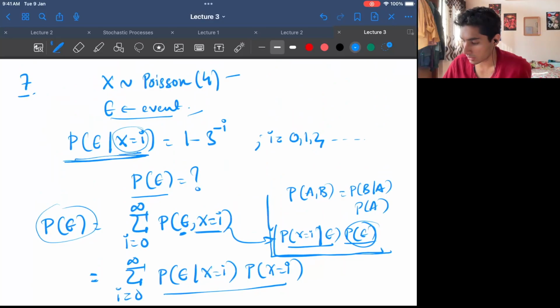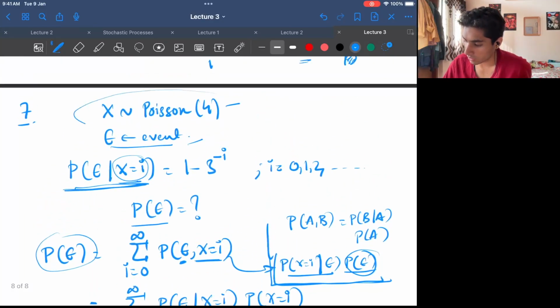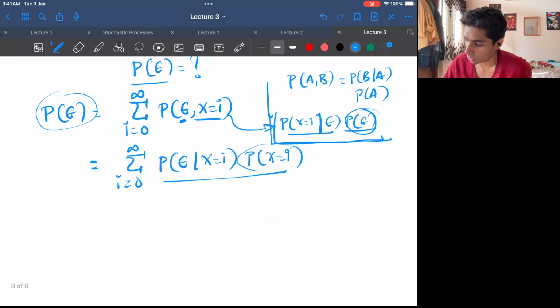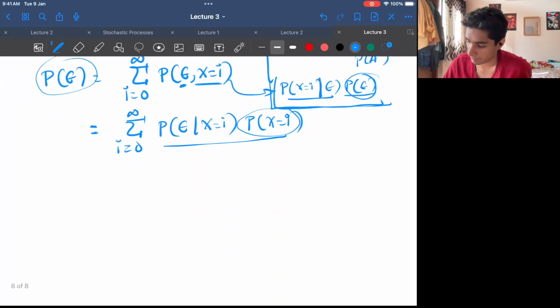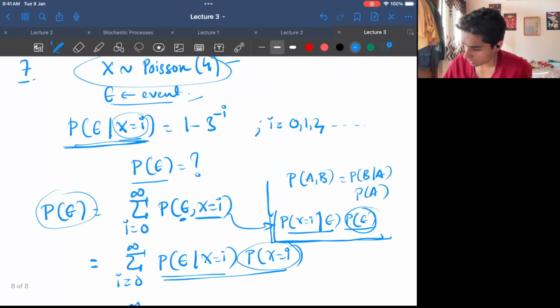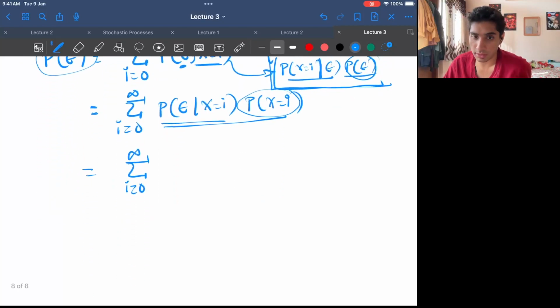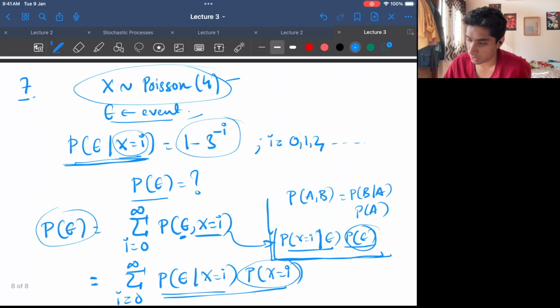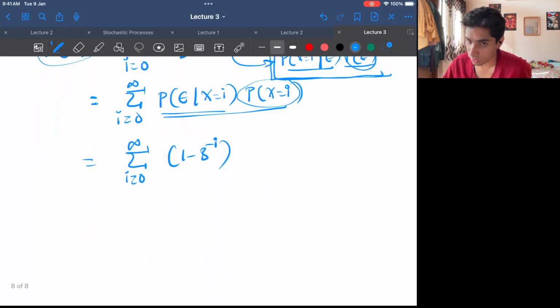Probability of E given x equal to i is given to you, and it is also given that x is a Poisson. So you know what probability of x equal to i is. You have to be just clever here. Sum over i equal to 0 to infinity. This thing is given to you. What is it? 1 minus 3 raised to minus i, right? And what is probability of x equal to i? X is a Poisson distributed random variable with parameter 4. So this will be e raised to minus 4 times 4 raised to i by i factorial, right?